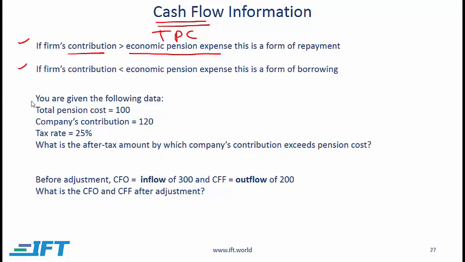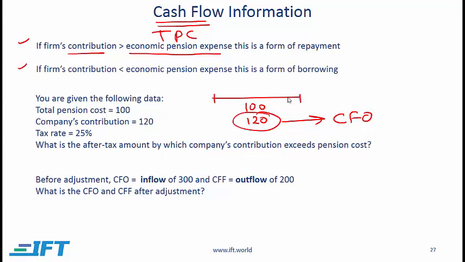Let's take a very simple example. Say we have a total pension cost during a given period of 100, and the company contribution during this period is 120. The tax rate is 25%. Normally, a contribution by the company is shown under cash flow from operations.